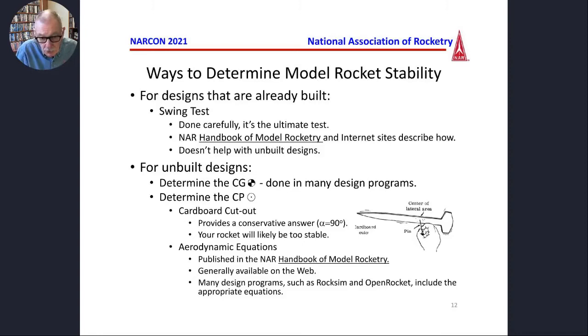The center of pressure: there's two basic methods to deal with center of pressure determination for anybody who has not yet built a rocket. The cardboard cutout method is an interesting way to do it, and it was used for many years. It basically determines the center of pressure of a rocket when it's flying at 90 degrees. And yes, in fact, the center of pressure will change with angle of attack. At higher angles of attack, center of pressure will move around quite a bit.